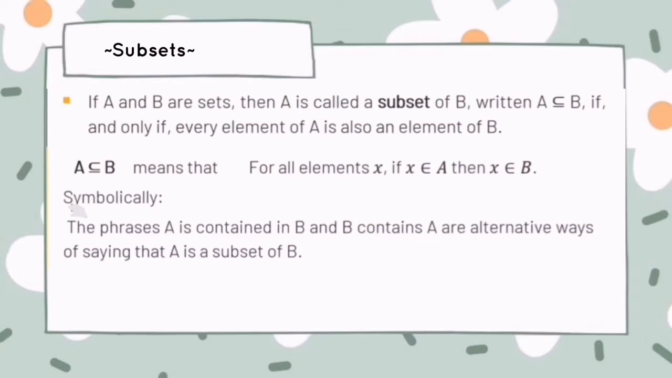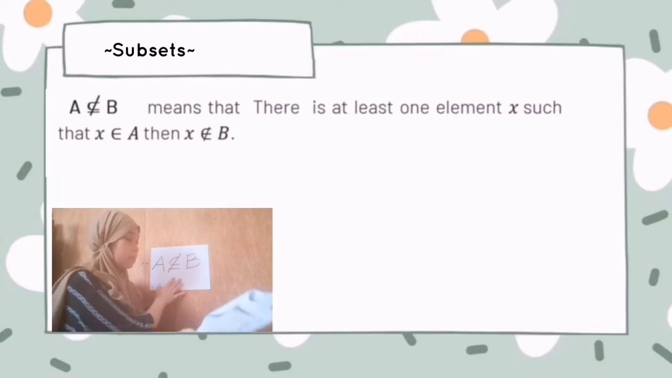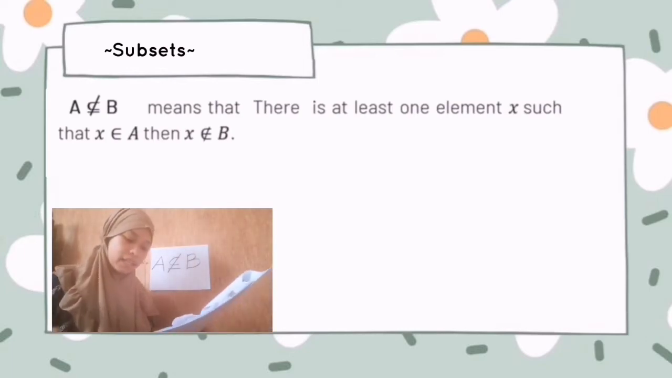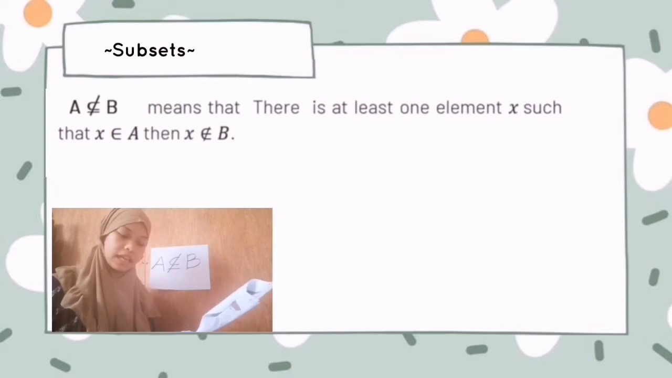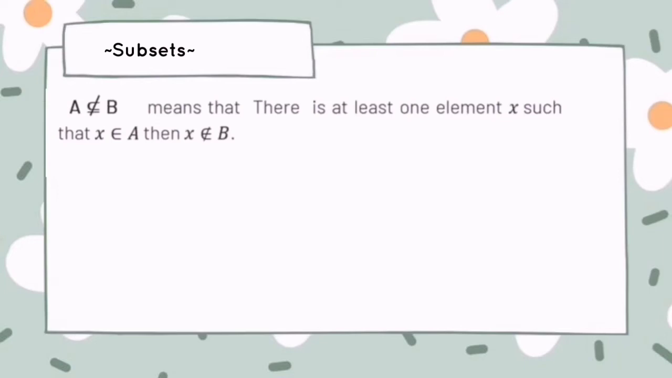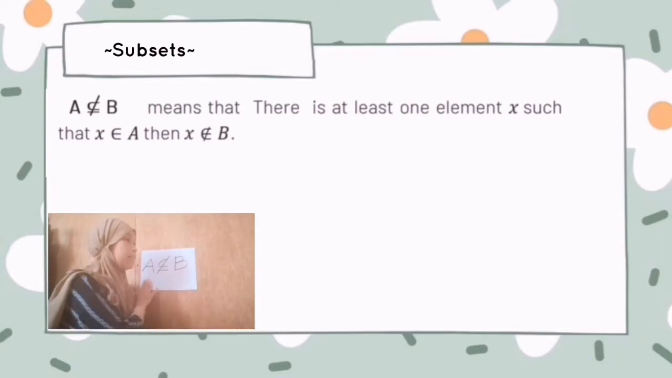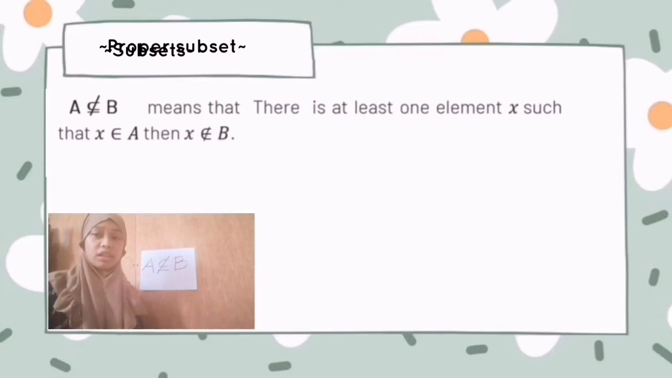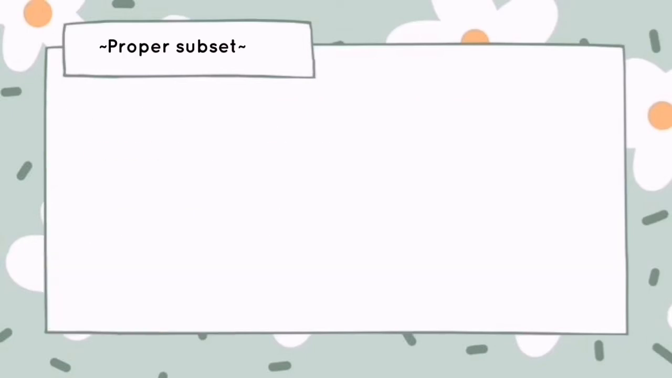Symbolically, A is contained in B and B contains A, an alternative way of saying that A is a subset of B. This symbol means that there's at least one element X such that X is an element of A but X is not an element of B. Ibig sabihin ay yung mga elements ni A ay pwede mo di makikita kay B at yung mga elements ni B ay pwede mo rin hindi makikita kay A. That is called not subset.